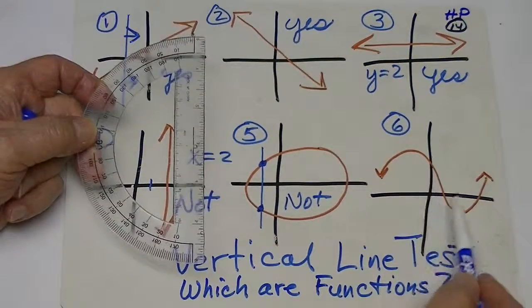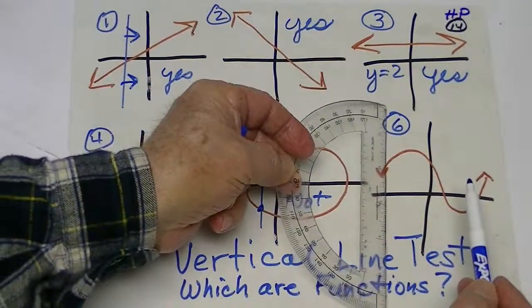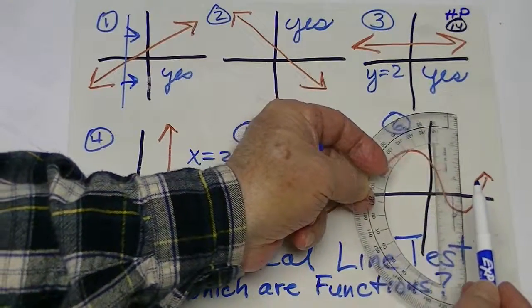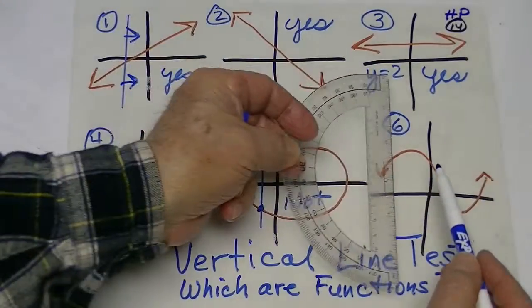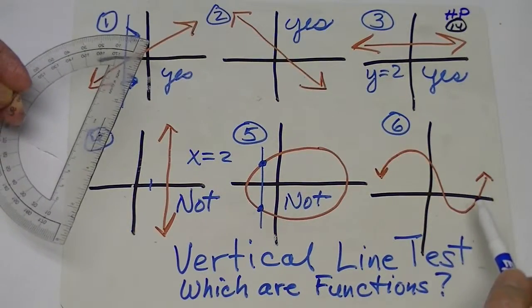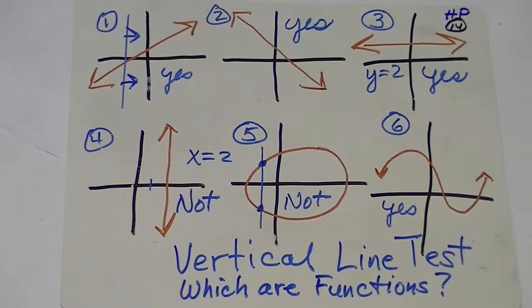Now, this is a typical sine wave. Again, as you move your imaginary vertical line over the face of the graph, does it intersect in only one place at a time? Yes. So this is a function. Okay, hopefully this is helpful.